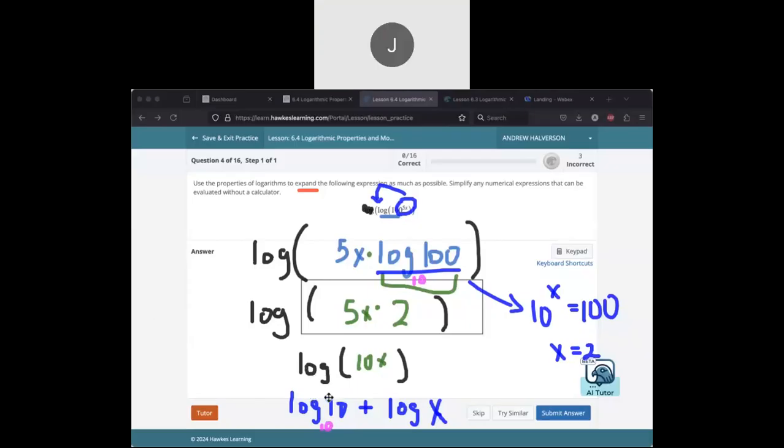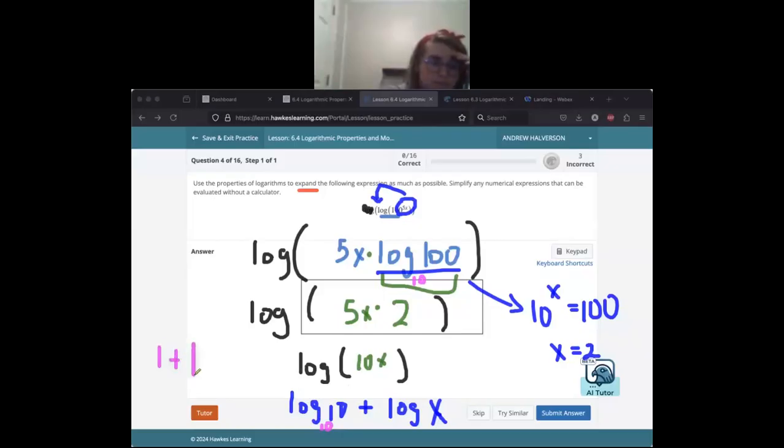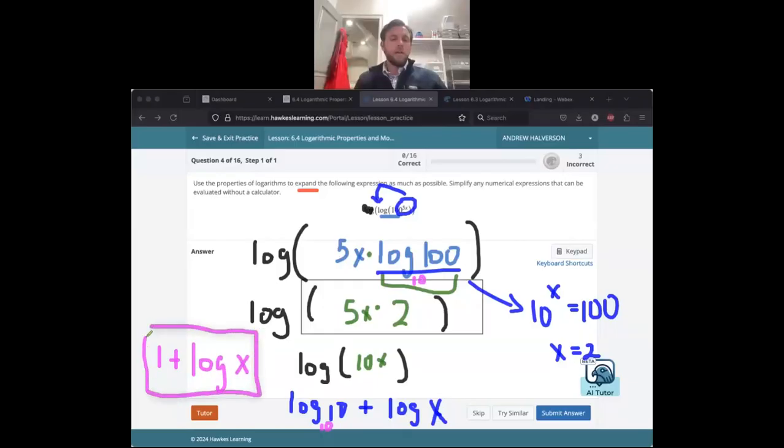So now we're simplifying this one, and we ask ourselves, what power of the base of 10 will give me the blue 10? One. And so that's what the answer becomes: log 1 plus the log of x. Whew. Okay.